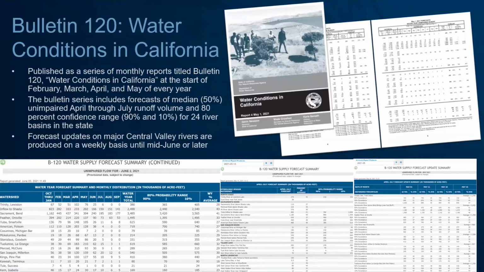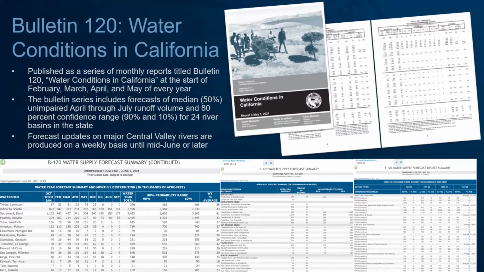There are years where we've forecasted April through July runoff through the first week of July. The main product you're getting out of the Bulletin 120, of course, is the April through July runoff, as well as the water year runoff, which is a statistical model. So you're getting basically a 90%, 50%, and 10% runoff exceedance forecast.